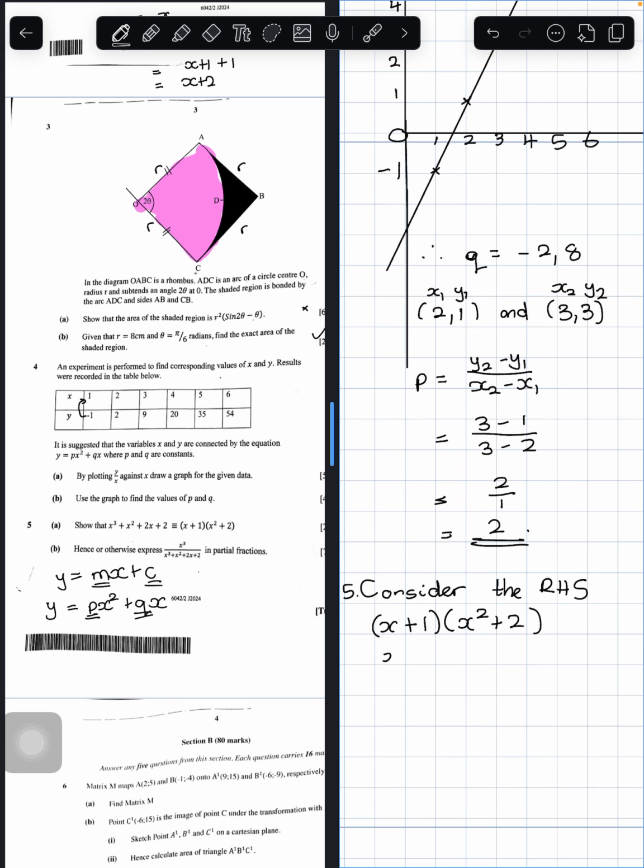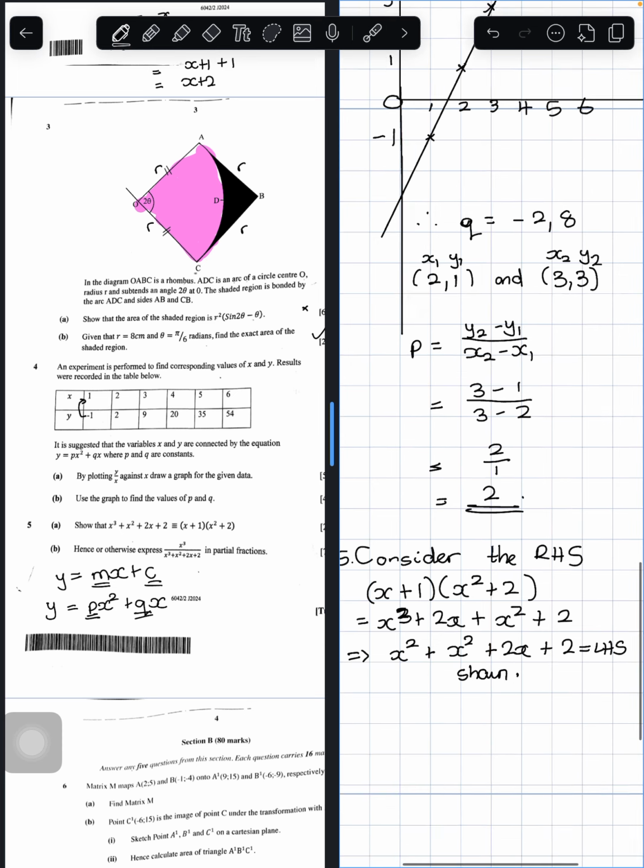Right, so x times x gives us x cubed. x times 2 plus 2x plus x squared plus 2. I think we've actually shown, maybe let's rearrange, which implies that x cubed plus x squared plus 2x plus 2. So this is equal to the left hand side. So we have shown.